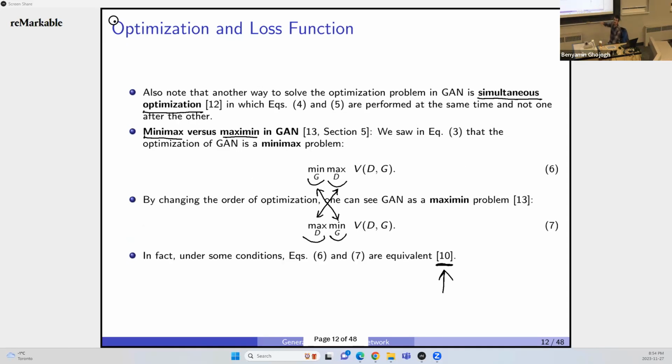They are equivalent. So minimax and maximin are equivalent under some conditions. If there are two players and it's a zero-sum game, it is called the minimax theorem. And here it is a two-player, zero-sum game. So we don't care whether it's minimax or maximin.